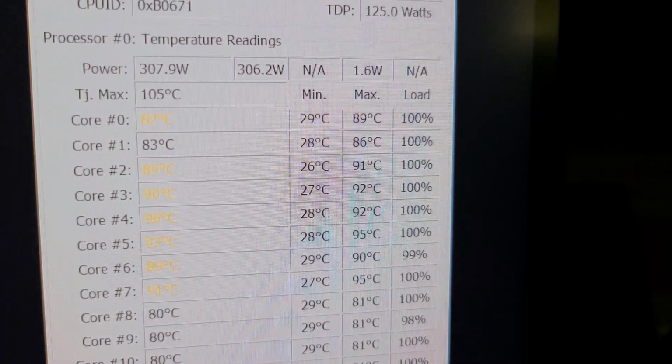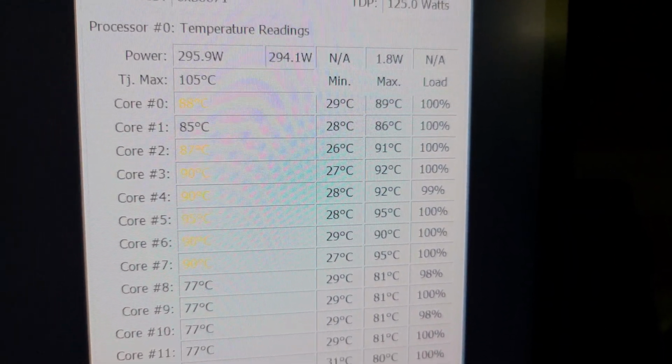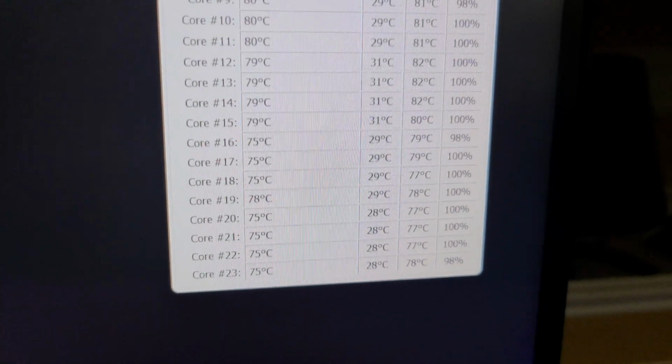I want to show you the temperatures. So my max temp so far has been 95 C on one core, and these are all the temperatures on all the other cores.